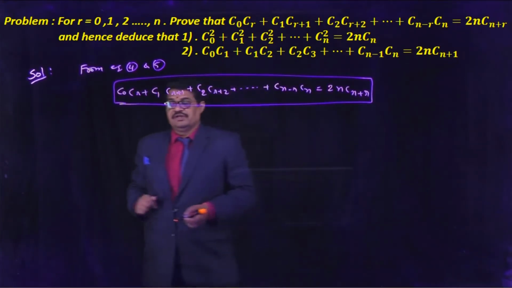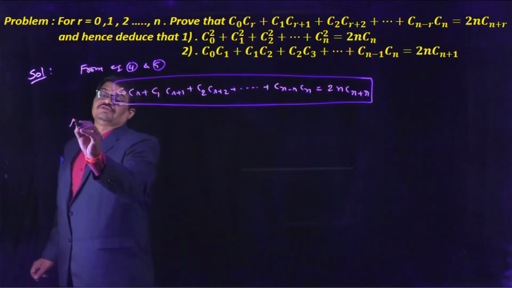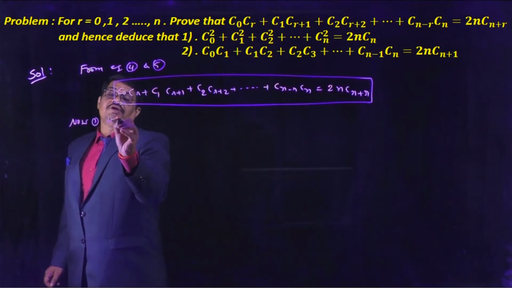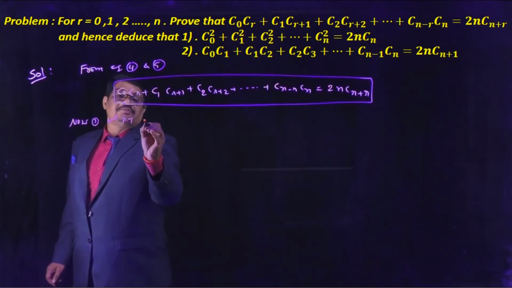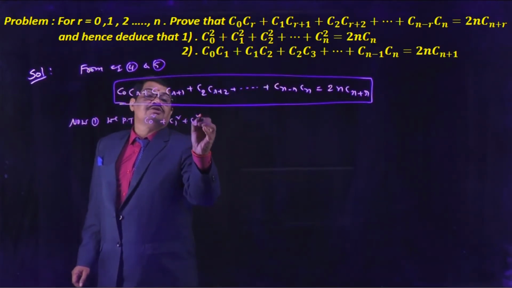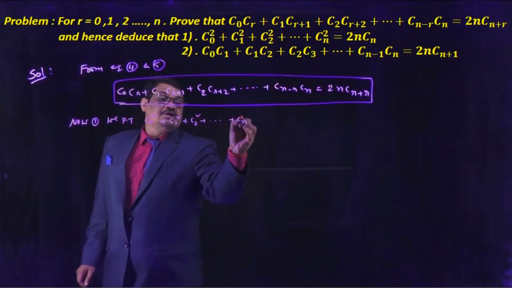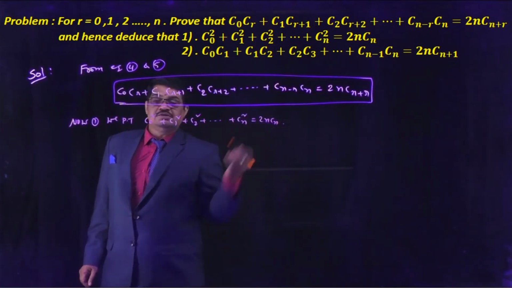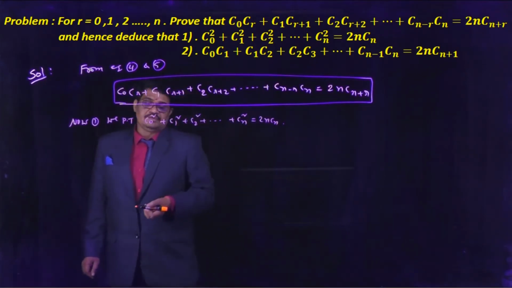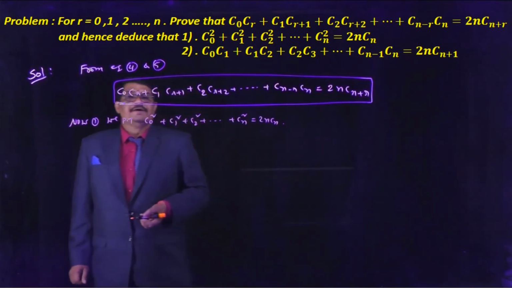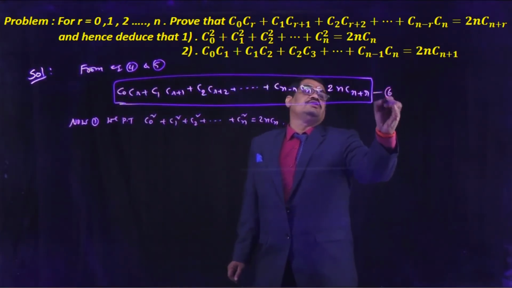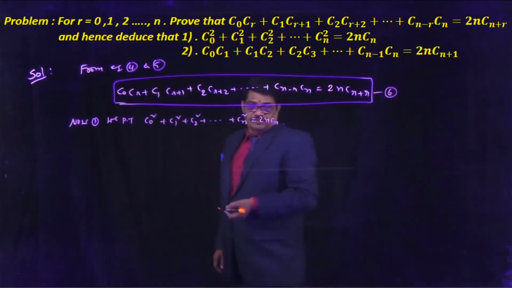First, we have to prove the first one. What is the first result? C0 square plus C1 square plus C2 square and so on, plus Cn square is equal to 2nCn. That is proving the first result. Say this is equation 6, the main result.